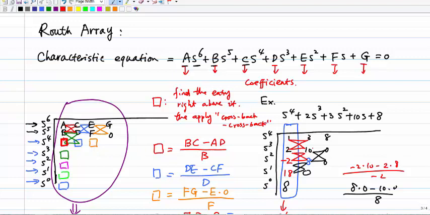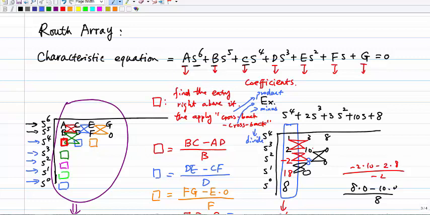When we do a cross, we do the product. Say B cross C is B times C. When we do a back, it is negative, which means you negate this one, and cross A cross D, so it's A times D, and the last back is divided by B. Emphasize here: this cross is a product, this cross is a product, this back is a minus, and this last back is divide.